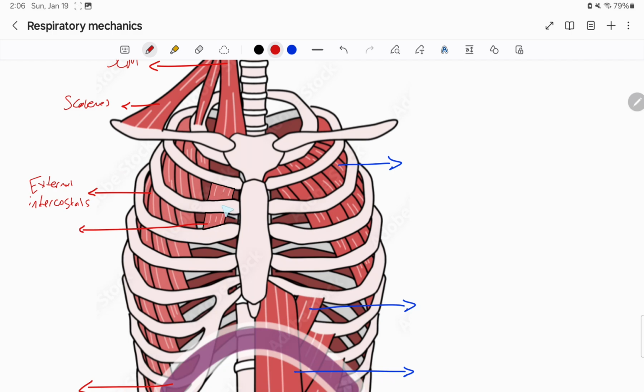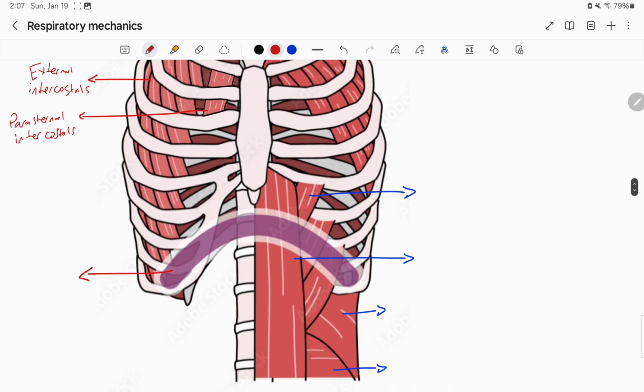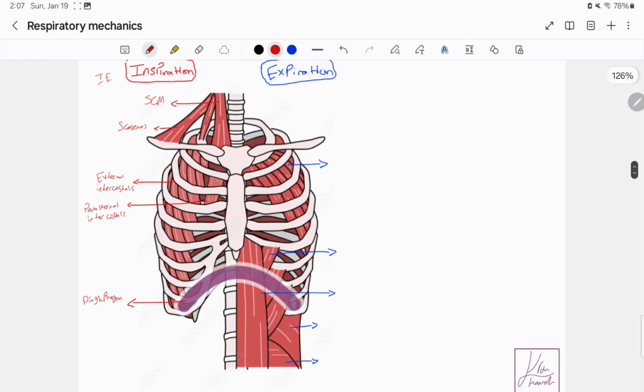So that's that. The other muscle that's around here is going to be called the parasternal intercostals. Okay? Awesome. And then finally, the main muscle of inspiration is going to be this dome-shaped muscle. We've already named it before, but it's called the diaphragm. The diaphragm, big muscle when it comes to inspiration, okay?